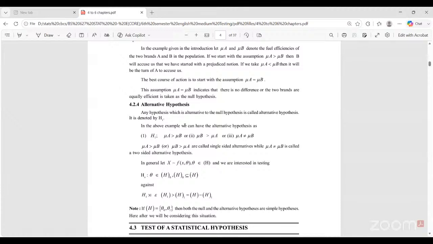See here, mu A greater than mu B or mu B greater than mu A is called a one-sided alternative, while mu A not equal to mu B is called the two-sided alternative hypothesis.